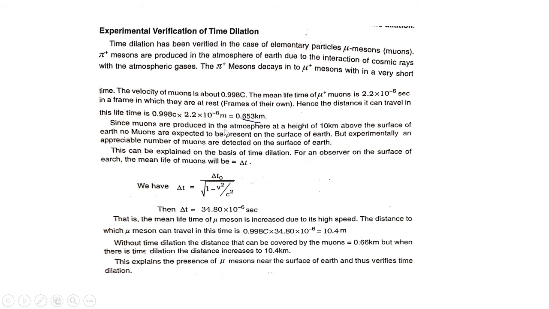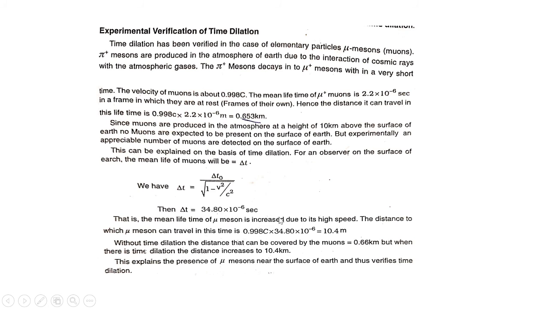Since muons are produced in the atmosphere at a height of 10 km above the surface of the Earth, no muons are expected to be present on the surface of the Earth. But experimentally, an appreciable number of muons are detected on the surface of the Earth. For the calculations from the observer's side, we use delta t equal to delta t0 divided by root of 1 minus v square divided by c square, substituting these values into the equation.